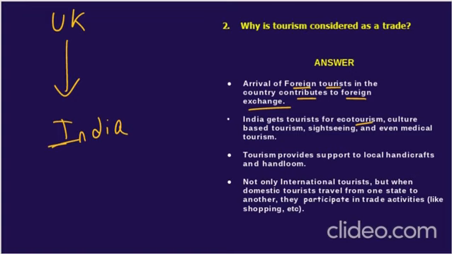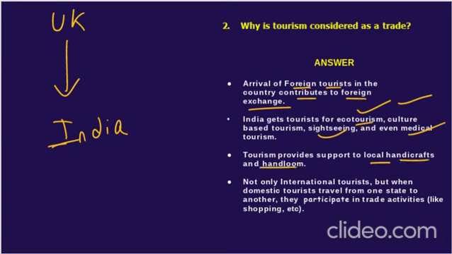Very important. You can even expect this in your objectives. In India, what are the main kinds of tourism? Ecotourism, culture tourism, sightseeing, and medical tourism. These are the four kinds of tourism in which India is famous. Tourism even provides support to the local handicrafts and handlooms.